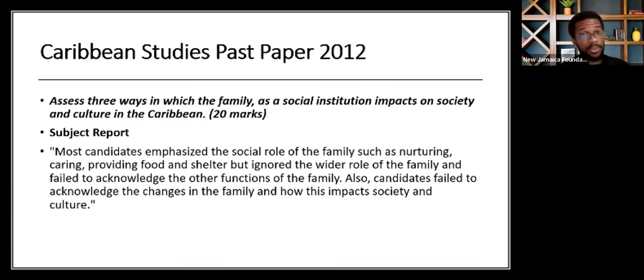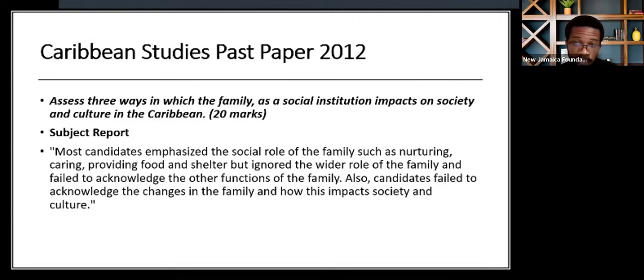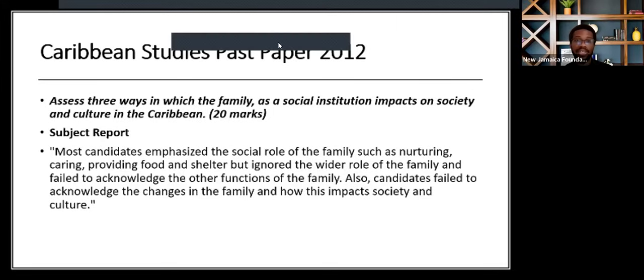So if you look at this past paper question, it says: 3 ways in which the family as a social institution impacts on society and culture in the Caribbean. You note, it's a 20-mark question, so not as intensive as the earlier ones that we did. And the subject report said most candidates emphasize the social role of the family, such as nurturing, caring, providing food and shelter, but ignore the wider role of the family and fail to acknowledge the other functions of the family. Also, candidates fail to acknowledge the changes in the family and how this impacts society and culture.